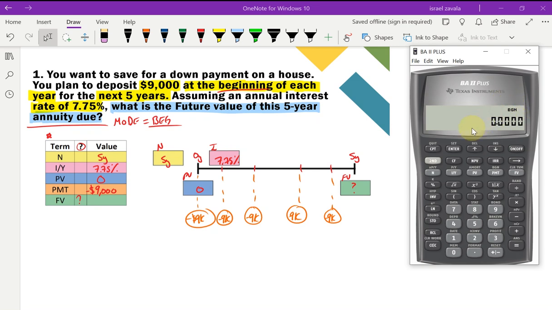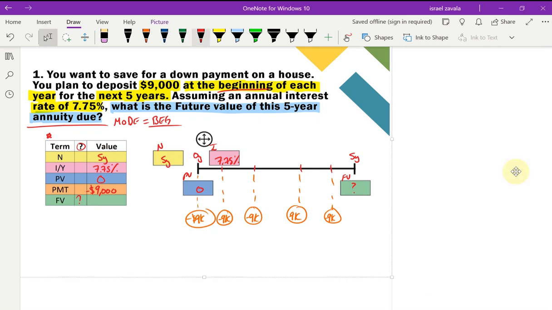Okay. All right. So now let's go left to right. Everything is the same after this. So 5 years. The interest rate is 7.75%. No present value, but let's put in a 0. Payments are $9,000 negative. And we're going to compute our future value of this stream of payment over 5 years at 7.75%. And that's going to give me $56,608.44.